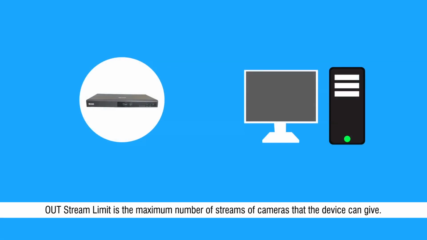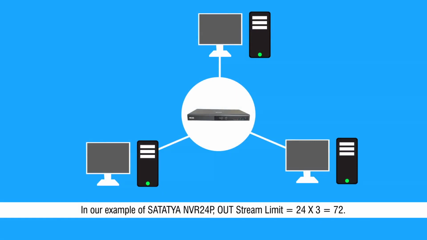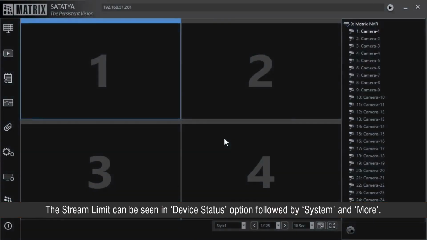Outstream limit is the maximum number of streams of cameras that a device can give. It is equal to 3 times the total number of cameras that the device supports. In our example of Satatya NVR24P, outstream limit is 24 into 3, that is 72. The stream limit can be seen in device status option followed by system and more.